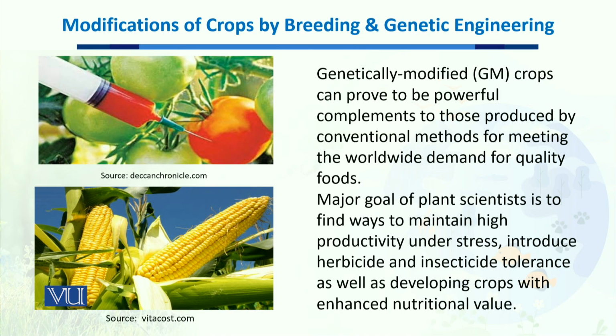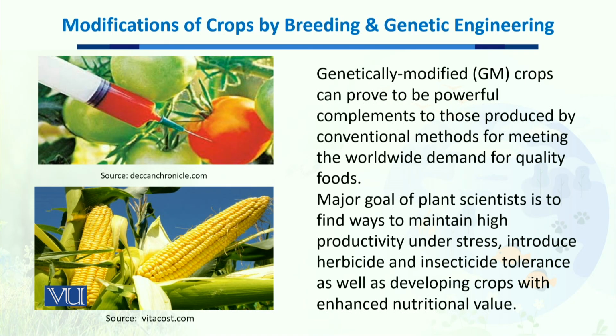These genetically modified crops can be grown in such a way that the same plant or the same fruit can contain different traits which are present in, or the different nutritive values which are present in, different other plant species.